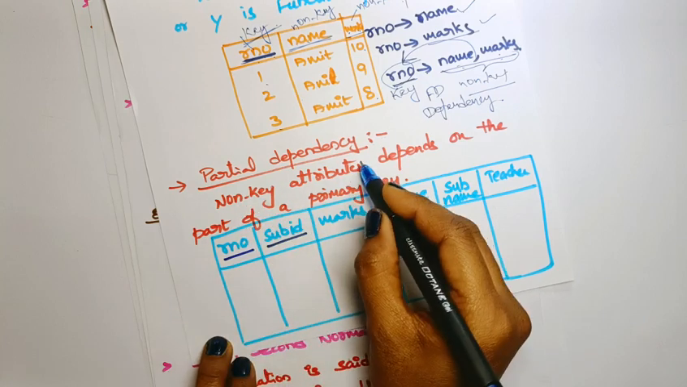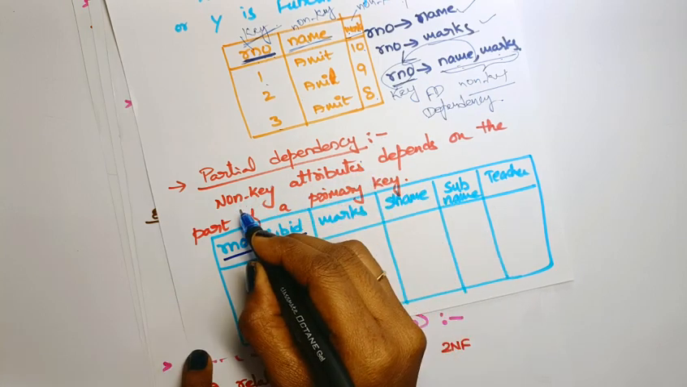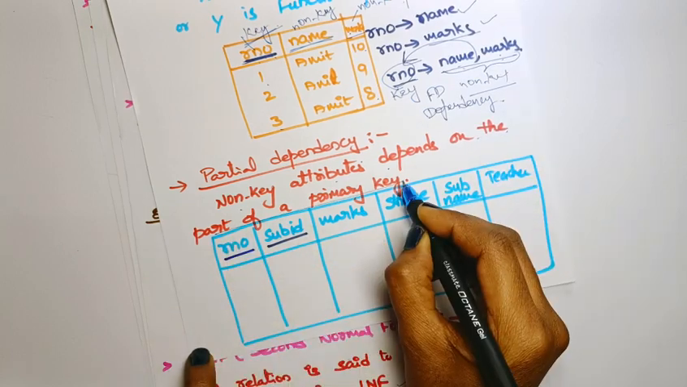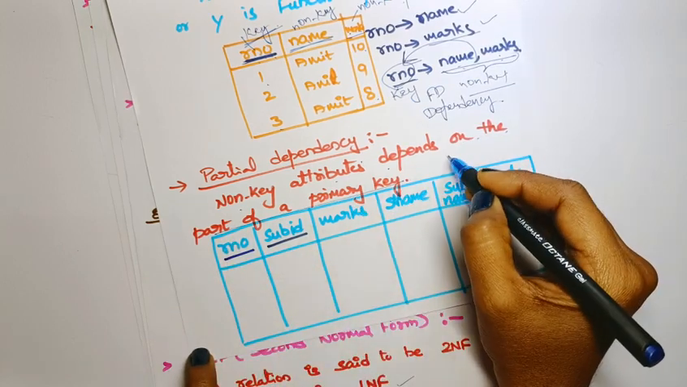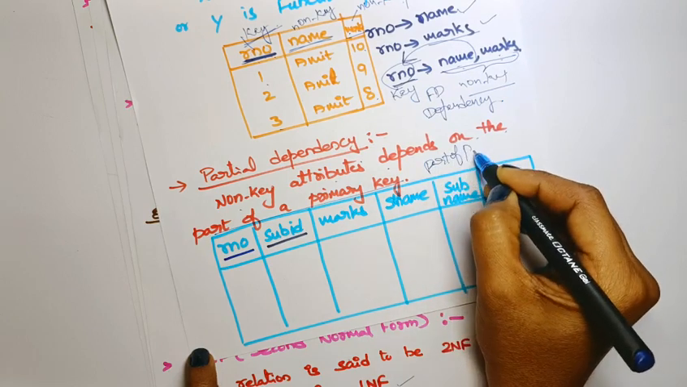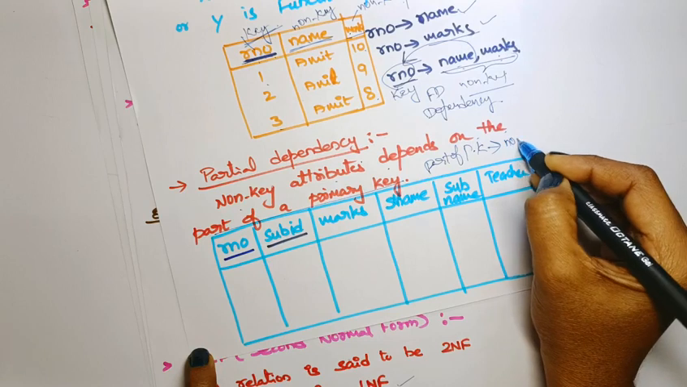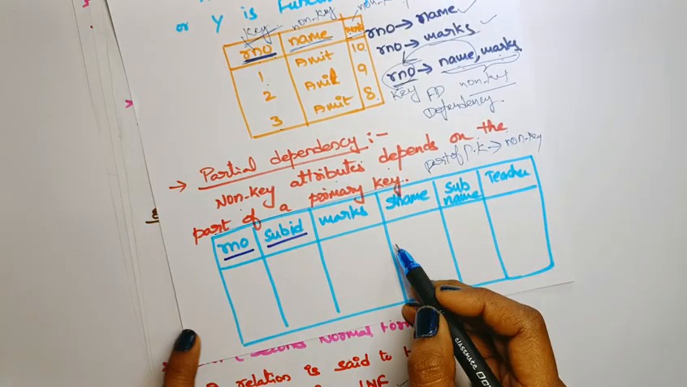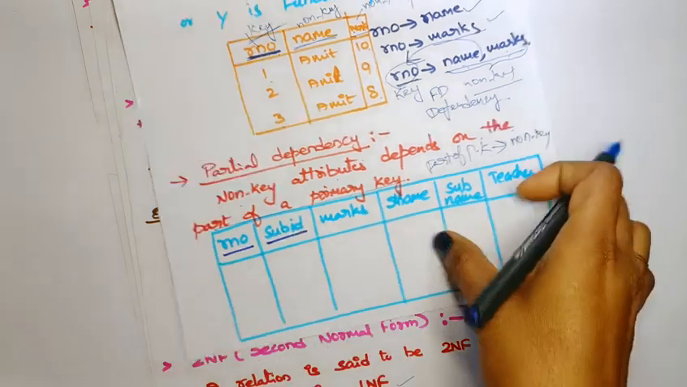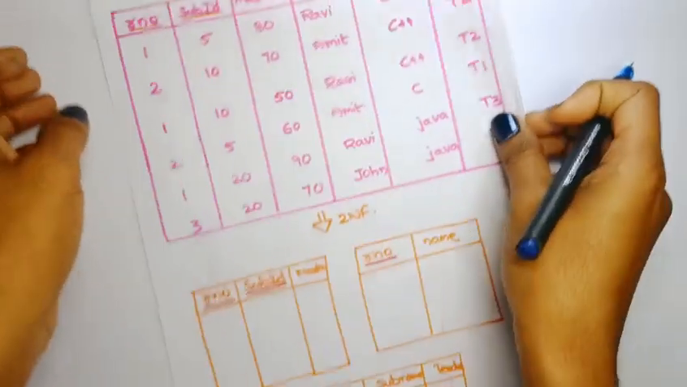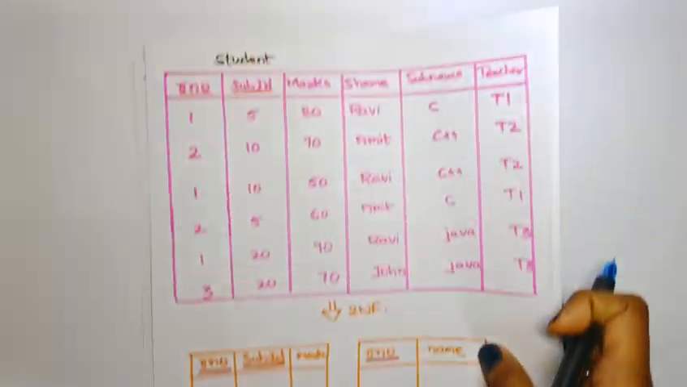Now we will see partial dependency. Partial dependency means non-key attributes depend on part of the primary key. So here, if part of the primary key determines the non-key attribute, then you can say that is a partial dependency. For example, by seeing the table you can come to know. For example, this is the table.